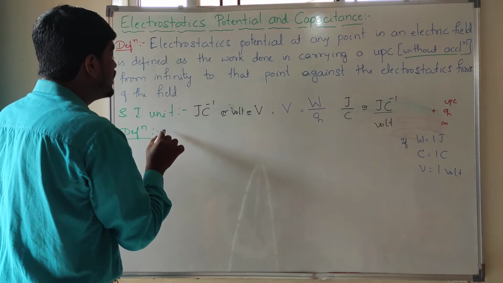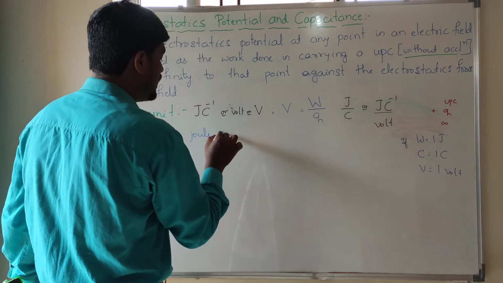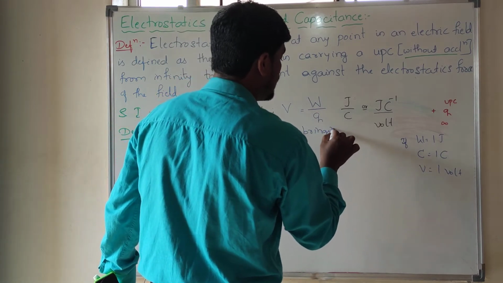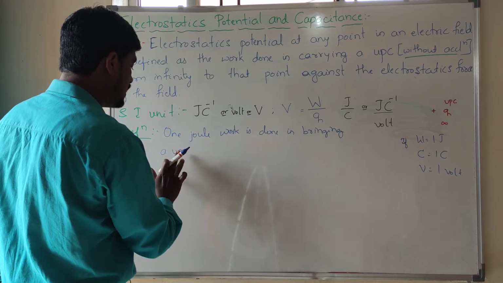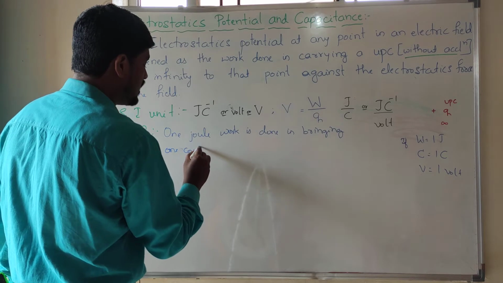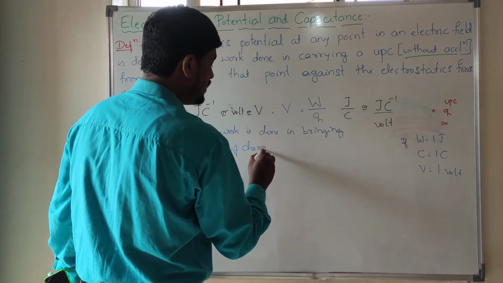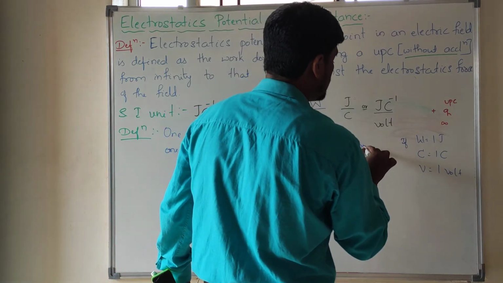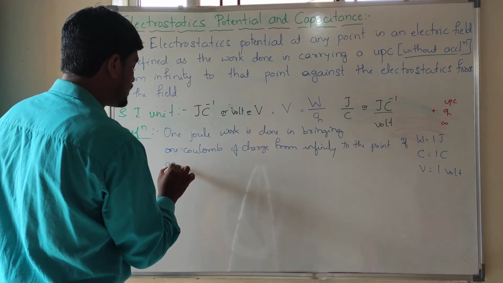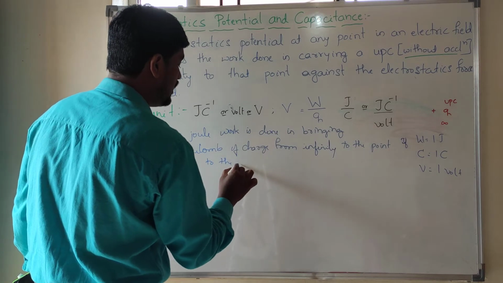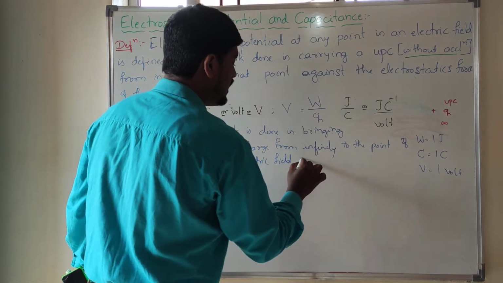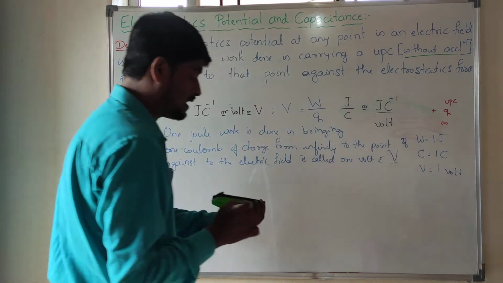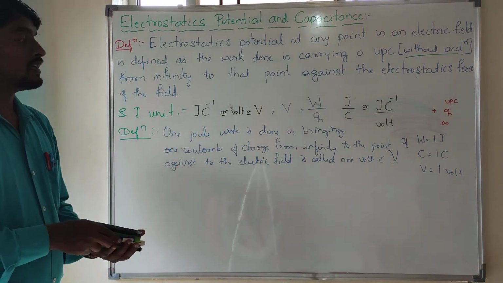So that only I am writing here. 1 joule of work is done in bringing a UPC, or in bringing 1 Coulomb of charge from infinity to the point against the electric field, is called 1 volt, or capital V. So it is denoted by capital V or else small v volt, or capital J capital C raised to minus 1.